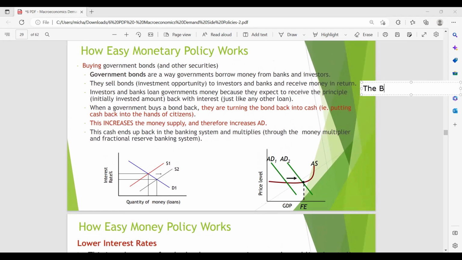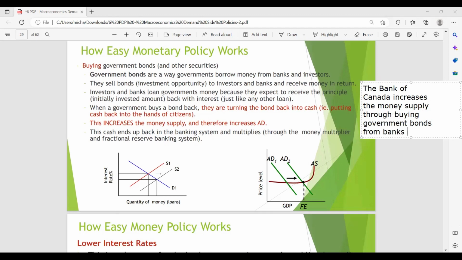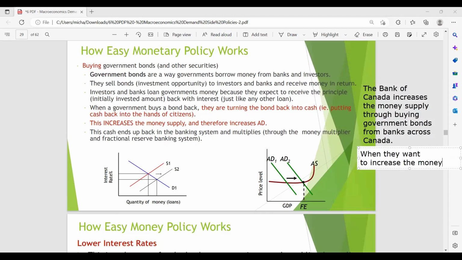The Bank of Canada increases the money supply through buying government bonds from banks across Canada. So that's how they increase the money supply. They buy government bonds from banks across Canada. And then they go a step further when they want to increase the money supply further.